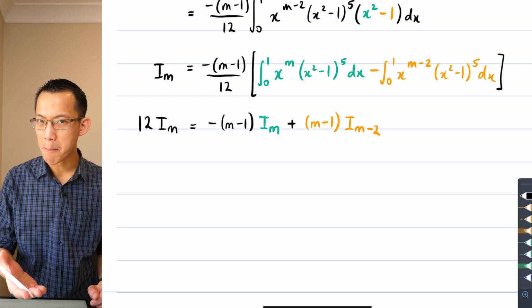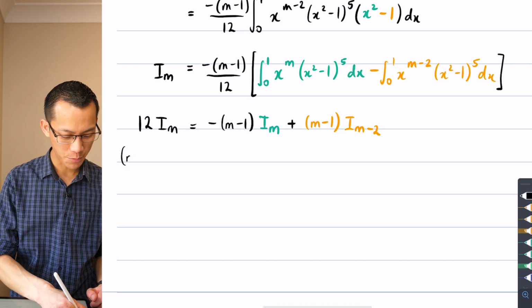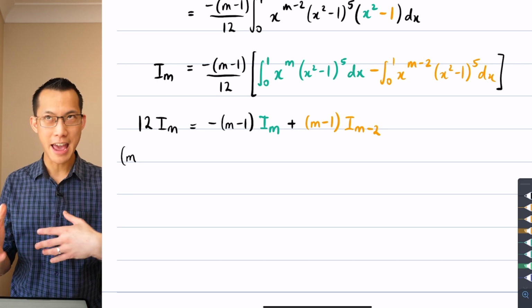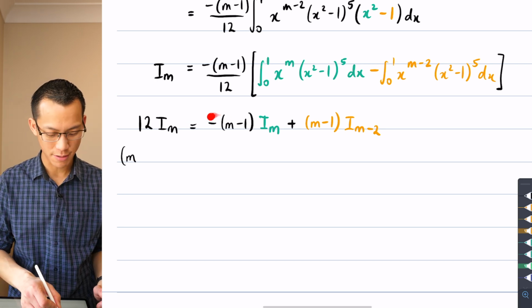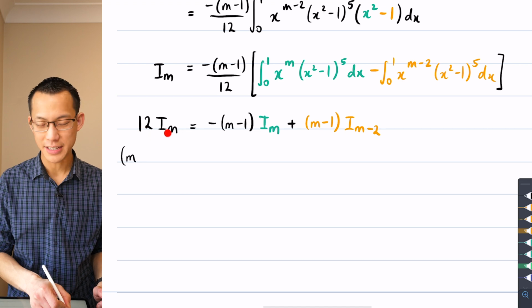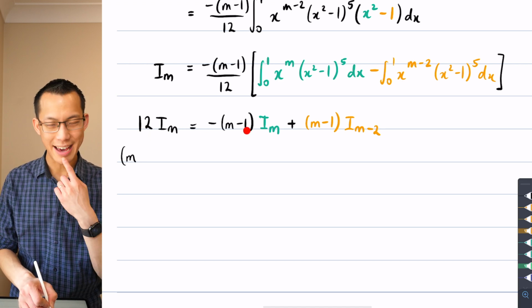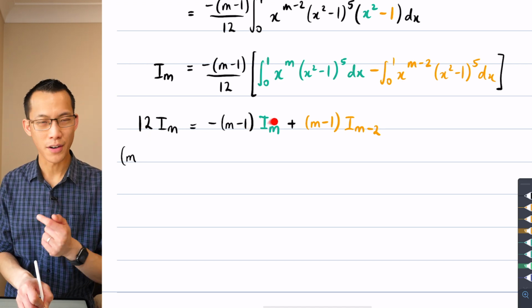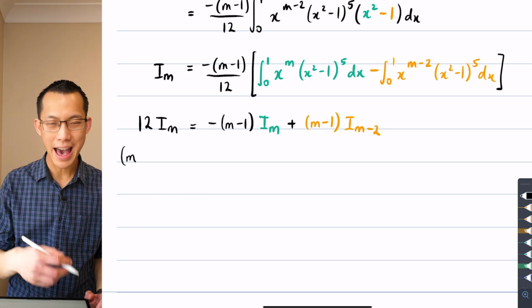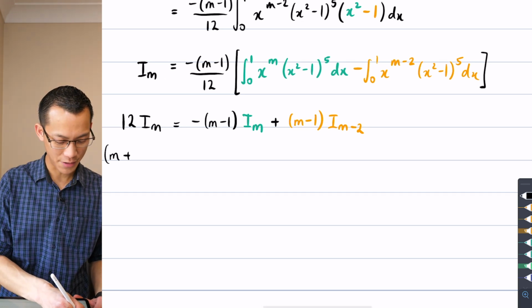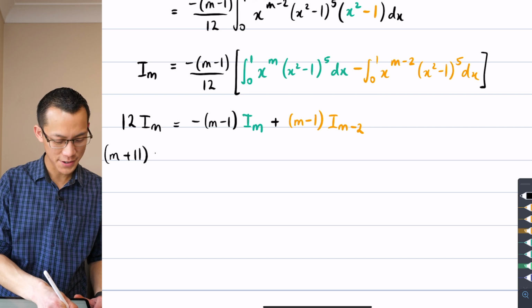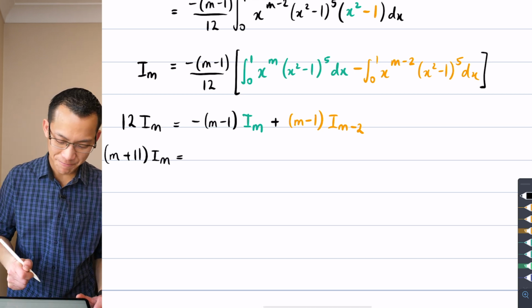I'm going to add an m to both sides. So I've got, well, not an m lots of Im, so I'm adding it there, so I'm going to factorize it out here, and then I'm also going to add a negative 1 lot of Im to both sides. So when you add that to the 12, you're getting 11 of them. Does that 11 look suspiciously familiar? That's something that we're going to need.